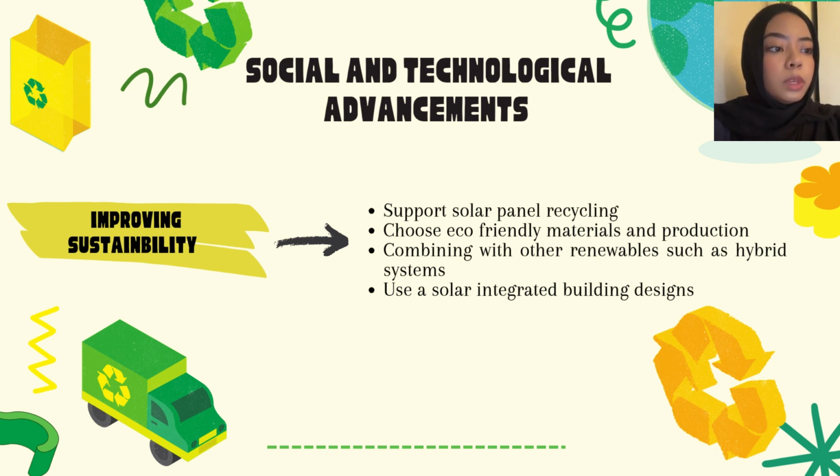Third one is combining with other renewables such as in a hybrid system. We could combine with wind, hydro, or biomass for reliability. And also we could use smart grid technology to balance supply and demand efficiently. Lastly, we could use a solar integrated building system, which is BIPV, building integrated photovoltaics, in roofs, facades, or windows. This design could maximize passive solar heating and daylighting.